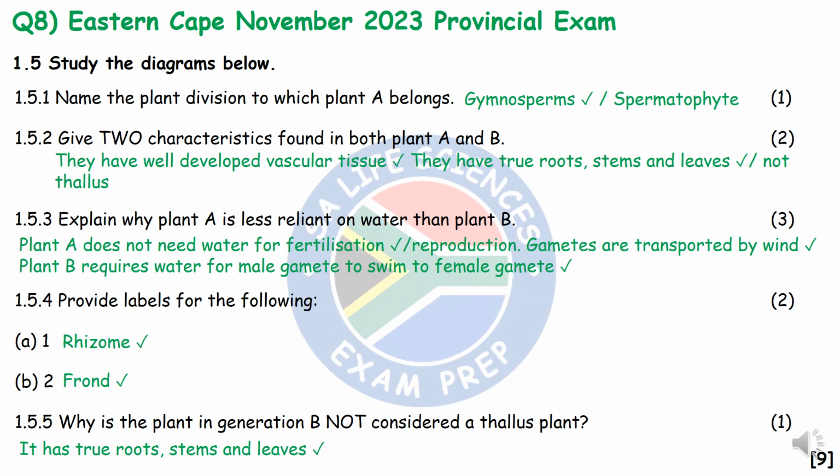Question 1.5.4. Why is the plant in generation B not considered a thallus plant? It is not considered a thallus plant because it has got true roots, stems and leaves. Remember that the thallus plants refer to the mosses, the bryophytes, that are more primitive and don't have true roots, leaves and stems.